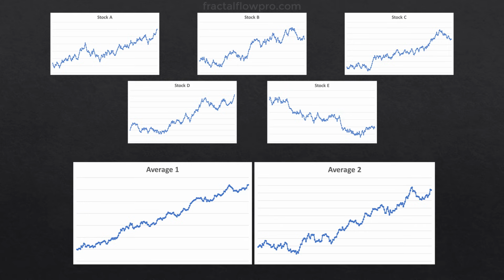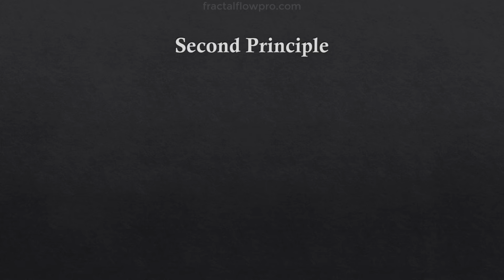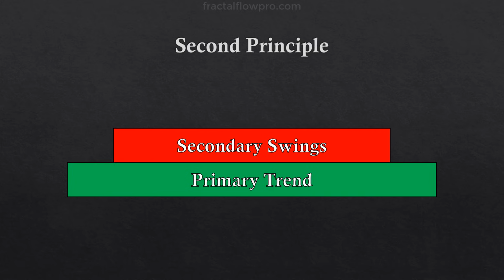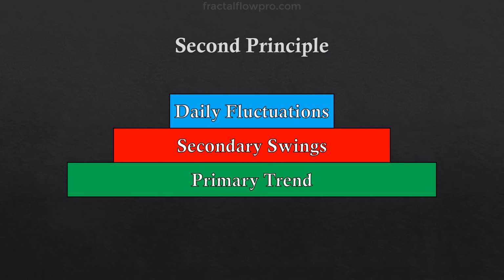The second principle relates to the classification of trends. But before we understand that, we must learn how the Dow Theory classifies price movements. There are 3 types of price movements according to the theory. The primary trend, which is the long-term trend, the secondary swings, which are the mid-term movements that happen within the primary trend, and the daily fluctuations, which are the short-term movements that happen within the secondary swings and the primary trend. There is a useful analogy that ties these 3 movements together.